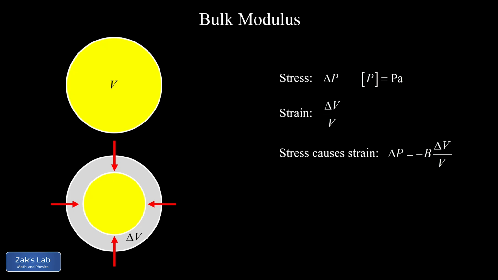So solving for the bulk modulus, we get a formula for the bulk modulus as negative delta P divided by the fractional change in volume, delta V over V. And again, the units of bulk modulus are going to come out to pascals because the denominator is unitless here. So we're going to wrap things up with a simple example of how to apply the bulk modulus.